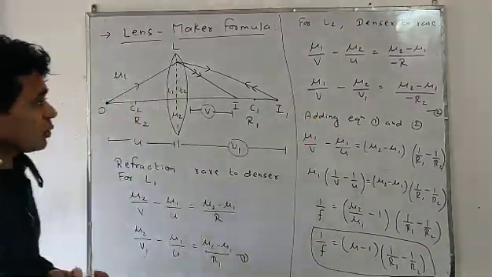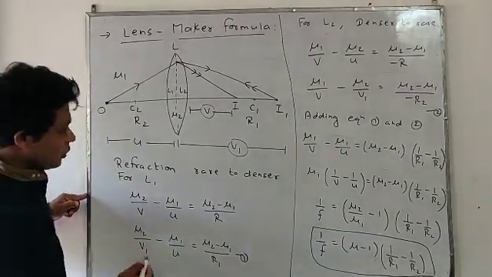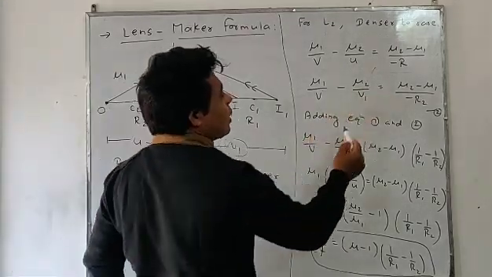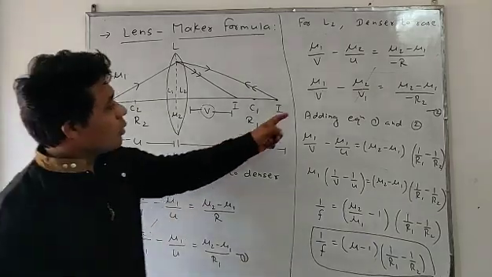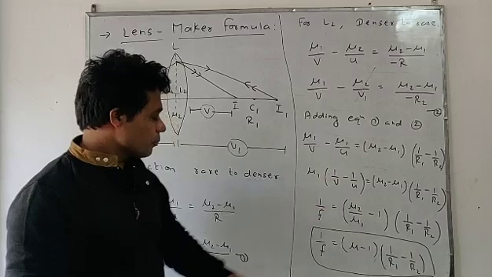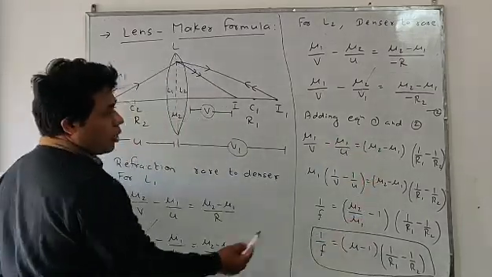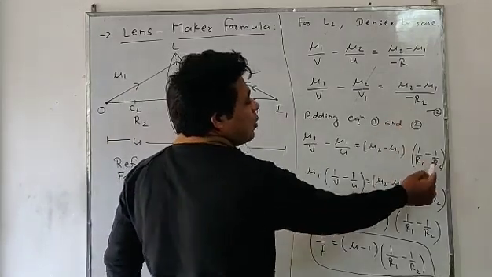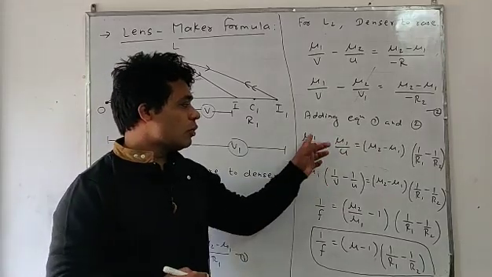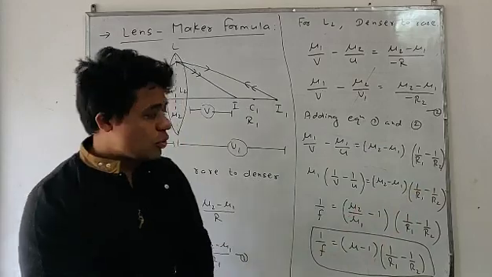Now this is refraction from rarer to denser for L1, and denser to rarer for L2. Now adding both the equations, look at this. Mu2 by v1 cancels with minus mu2 by v1. And mu1 by v minus mu1 by u will remain. And mu2 minus mu1 will be common, with 1 upon R1 minus 1 upon R2 remaining. Is it clear? Now finally what is common? Mu1, 1 upon v minus 1 upon u, equals mu2 minus mu1, 1 upon R1 minus 1 upon R2.